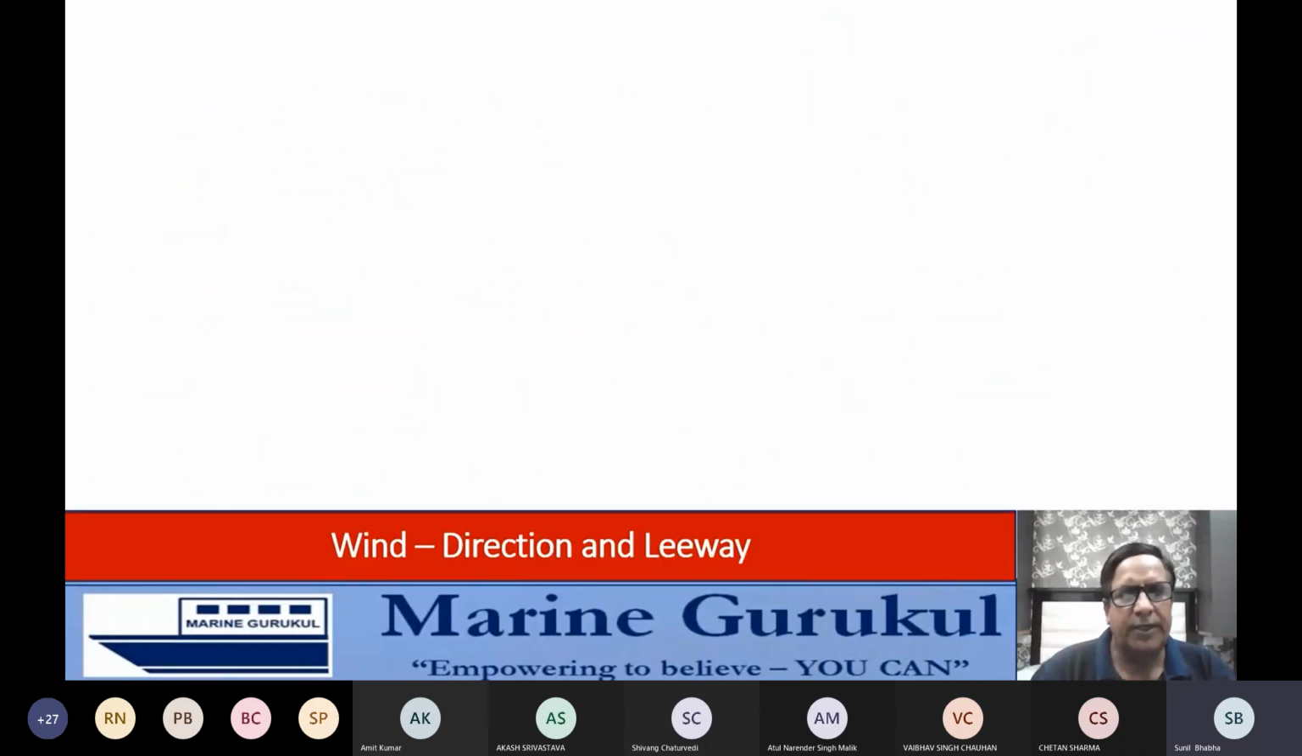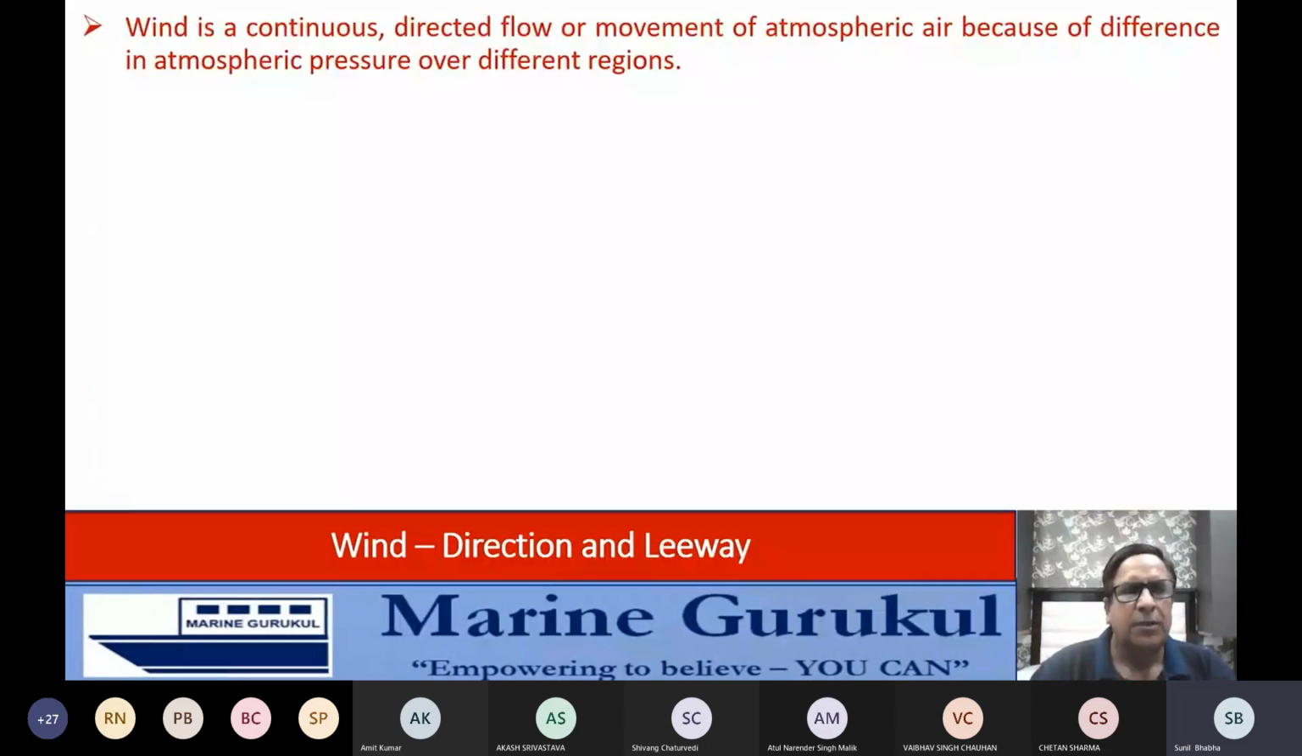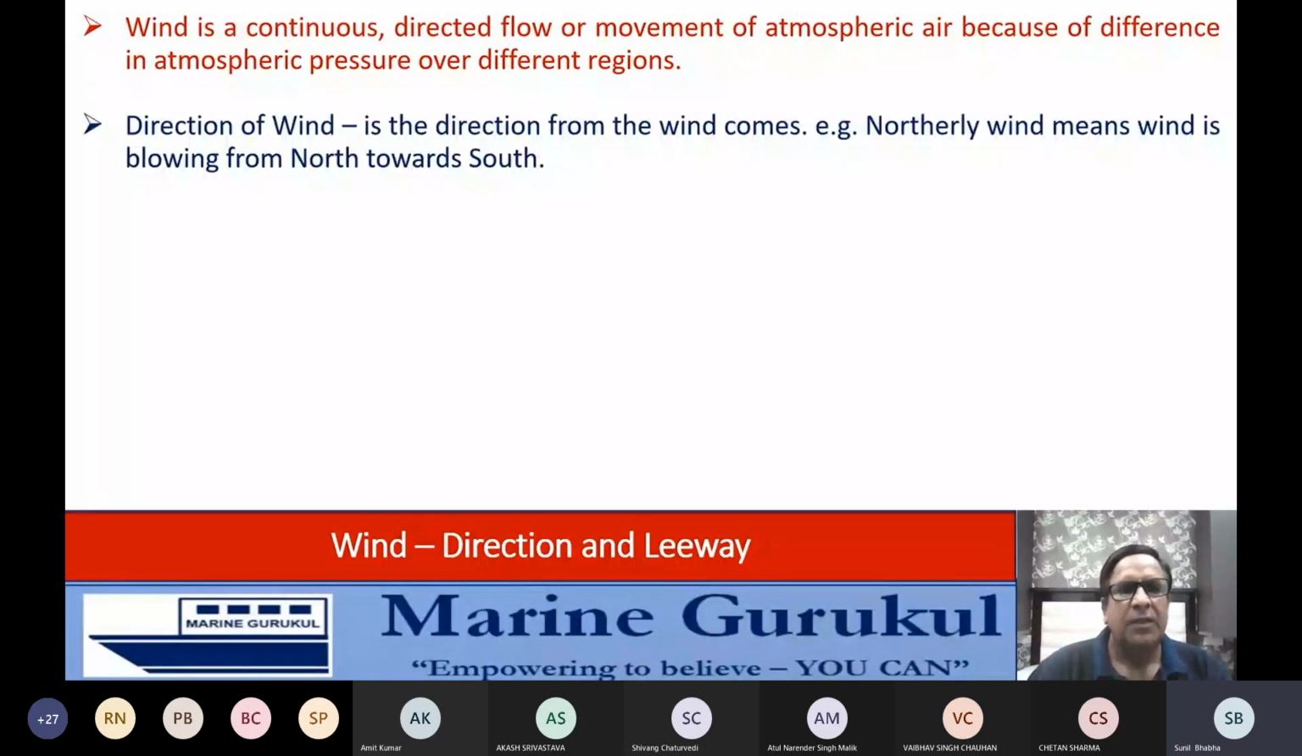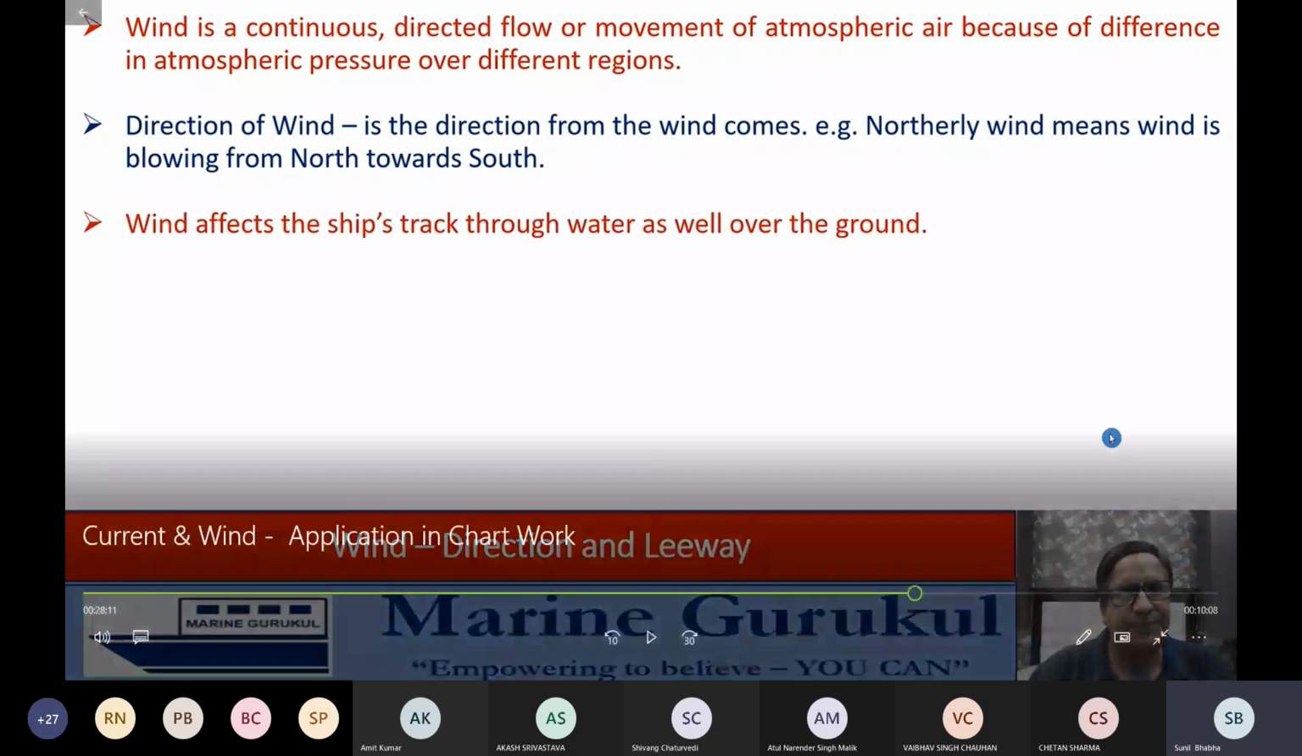Now let us understand wind and its effect on the ship's track. Wind is a continuous directed flow or movement of atmospheric air because of different atmospheric pressure over different regions. Direction of the wind is the direction from which it comes. That is, northerly wind means wind is blowing from north towards south. So please remember, the convention used for naming the direction of the current is opposite to the convention used for naming the direction of wind.